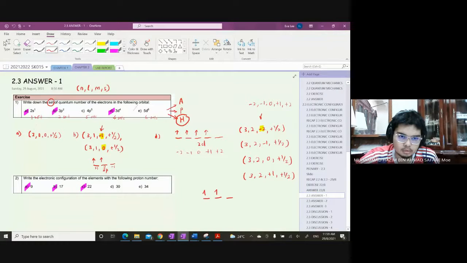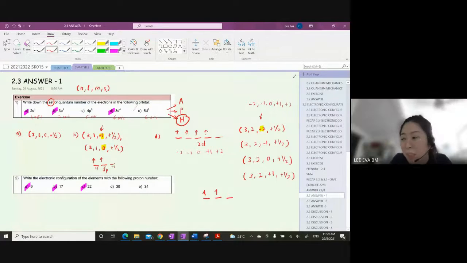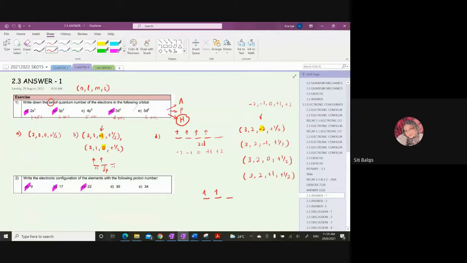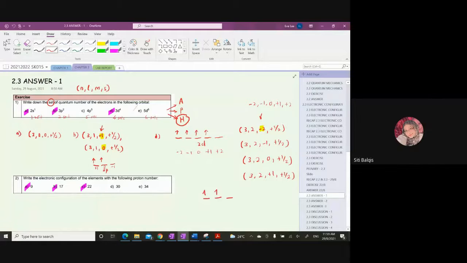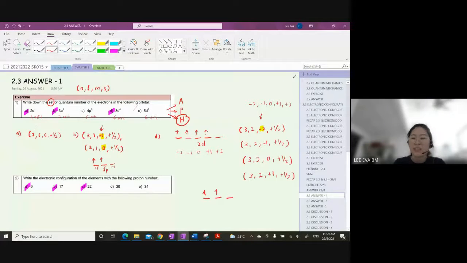Alright, I think that's all for now. Are there any more questions for the first question? Madam, if we do not put the positive sign for the m value, like +1, is that okay? I encourage you to write it because the positive represents the orientation. I prefer you to write it down. It is not wrong if you do not, but I prefer you to write it down. Okay?